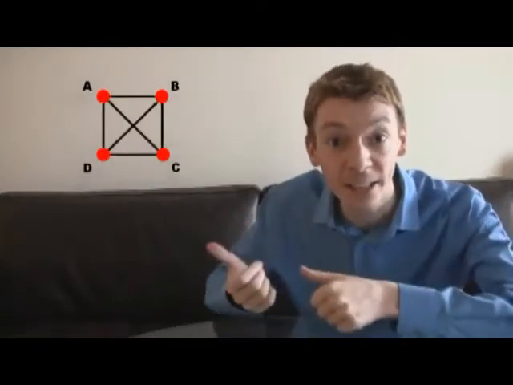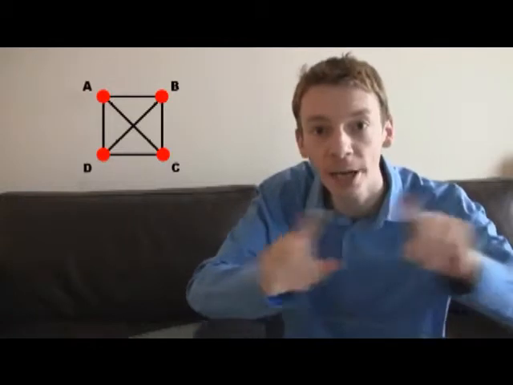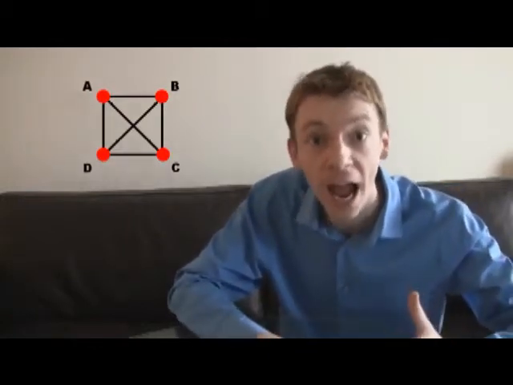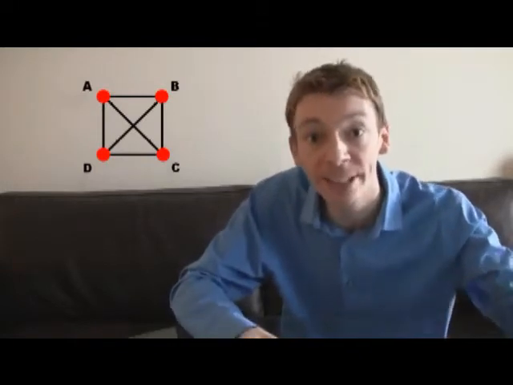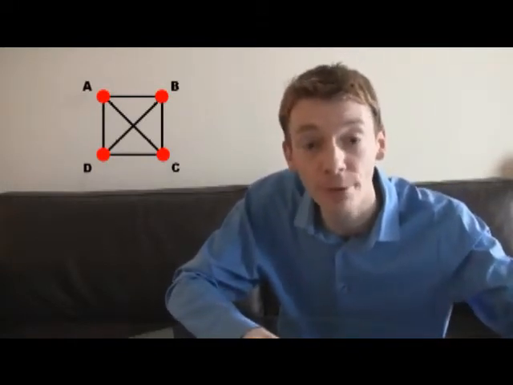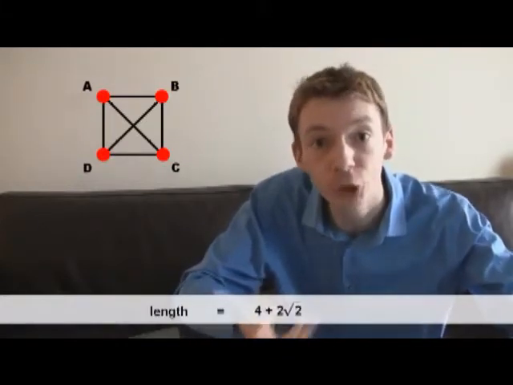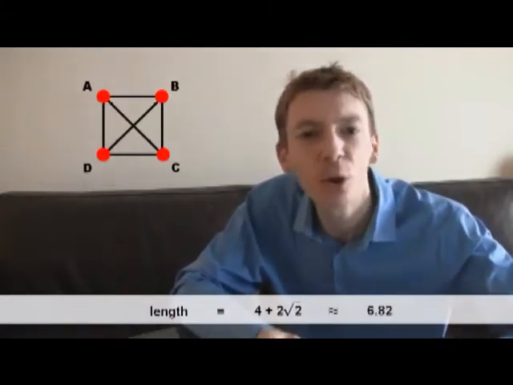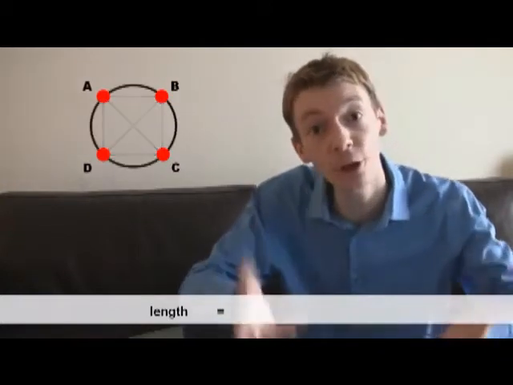Well, let's look at a few of the possibilities. So we could connect the towns together like this, so every town is connected to every other town. Now each side of the square has length 1, and the diagonals, well, with a quick bit of Pythag, you can work out that the diagonals are root 2, the square root of 2. So altogether, this has length 4 plus 2 root 2. That's about 6.82.